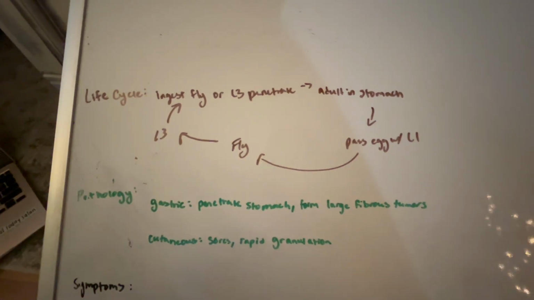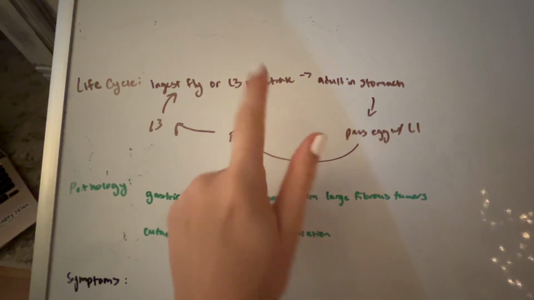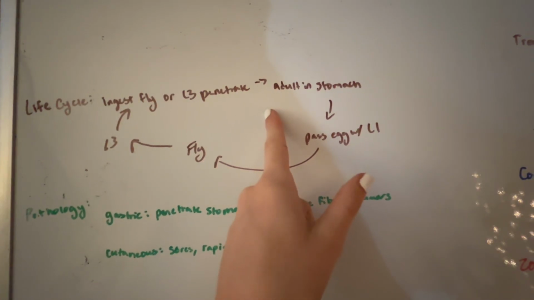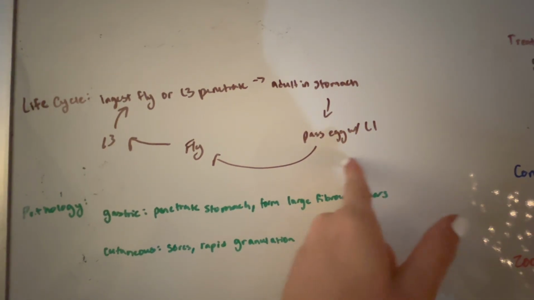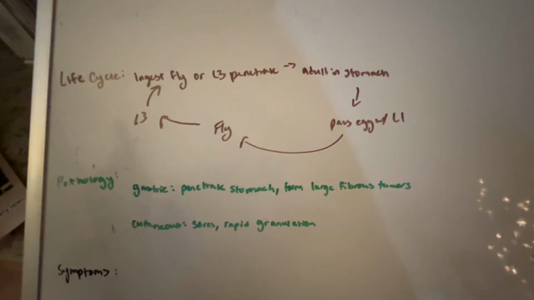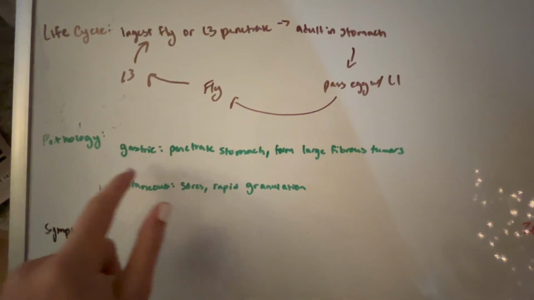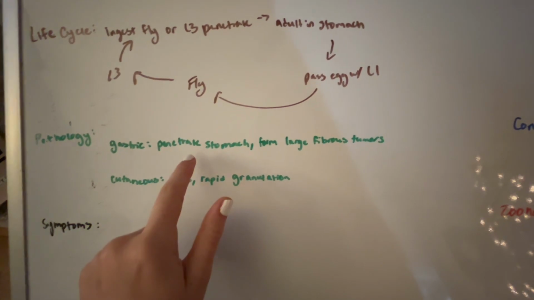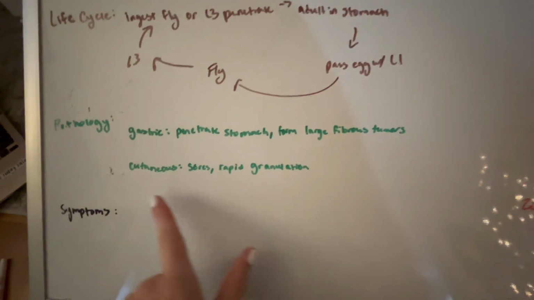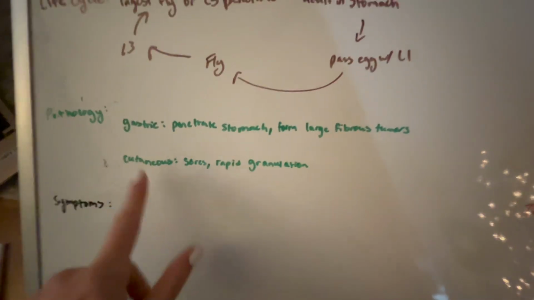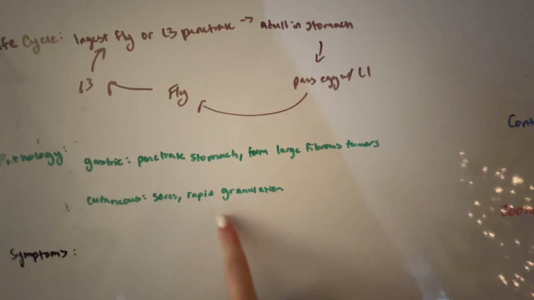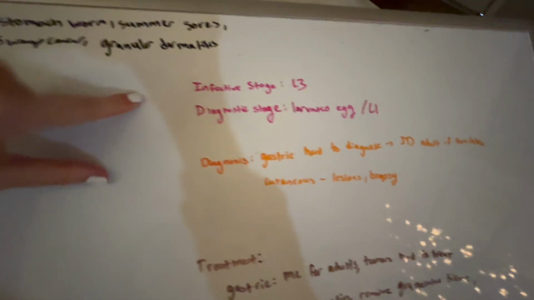So how the life cycle goes: you ingest the fly, or the L3 can penetrate through the skin, which is the cutaneous form. The adults will go into the stomach, pass eggs with the L1 into the feces. The fly will eat it and develop into an L3 in the fly. Pathology: if it's the gastric form, it'll penetrate the stomach and form large fibrous tumors. That's why it's called swamp cancer. Cutaneous, it'll develop sores and rapid granulation, which is why it's called granular dermatitis. So again, that infective stage is your L3.